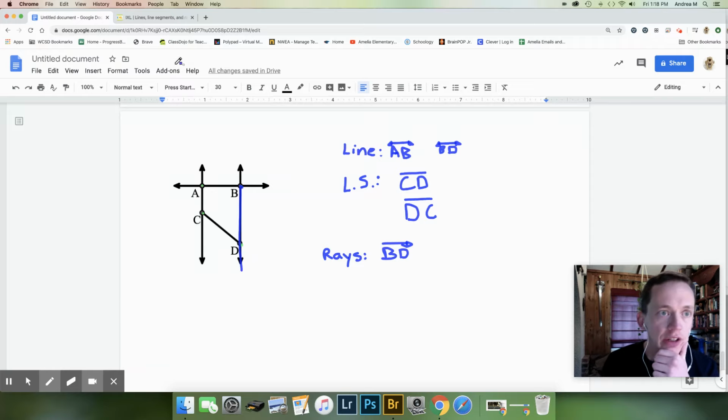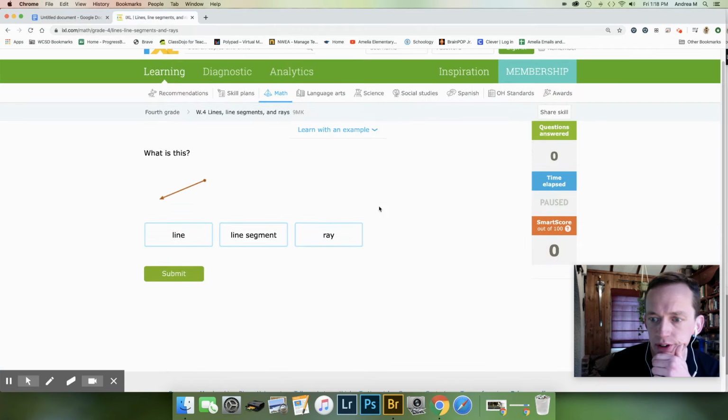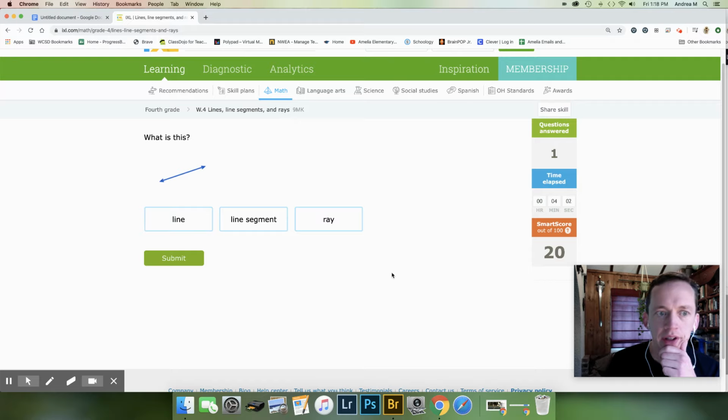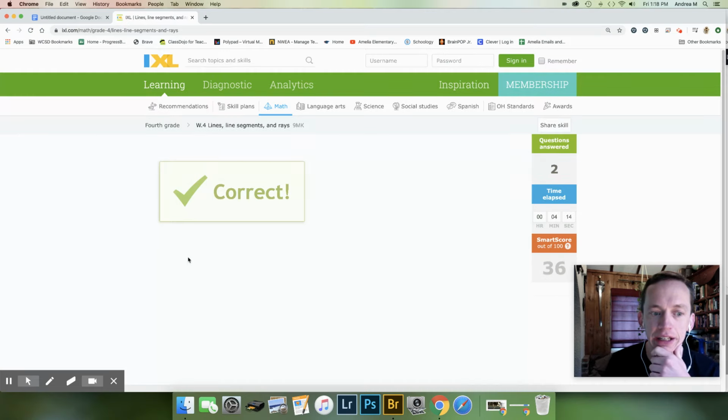All right, so let's look at this real quick. Run through a couple of these real quick. What is this? Simple drawing. What is it? Is it a line, segment, or a ray? Now look, it has a point, shoots off in that direction, never stops. This is a ray. Brilliant. How about this one? Line, segment, or a ray? It has two arrows, one arrow at each end saying it's going off in both directions. If you said this is a line, you are correct.